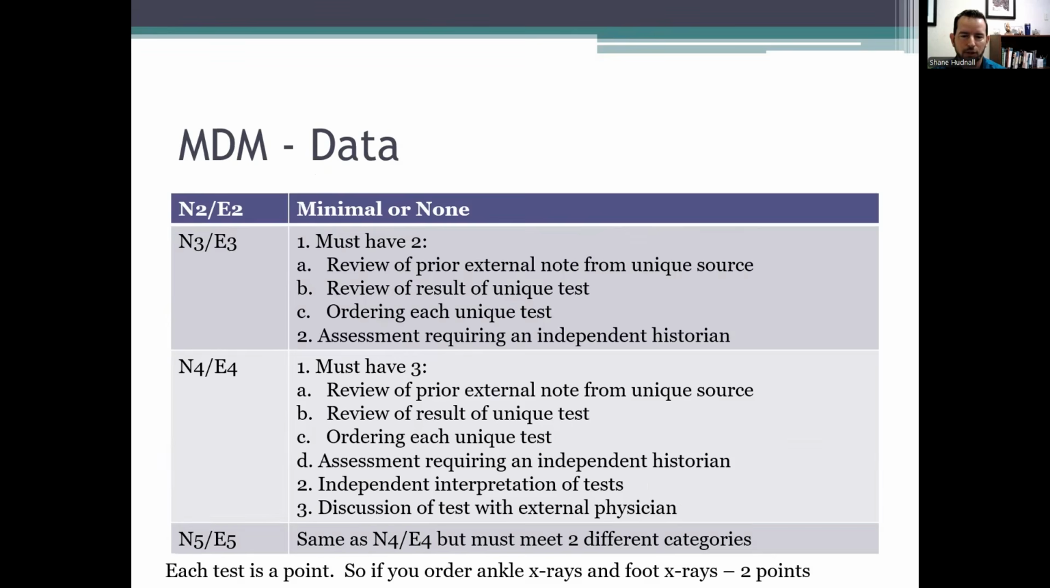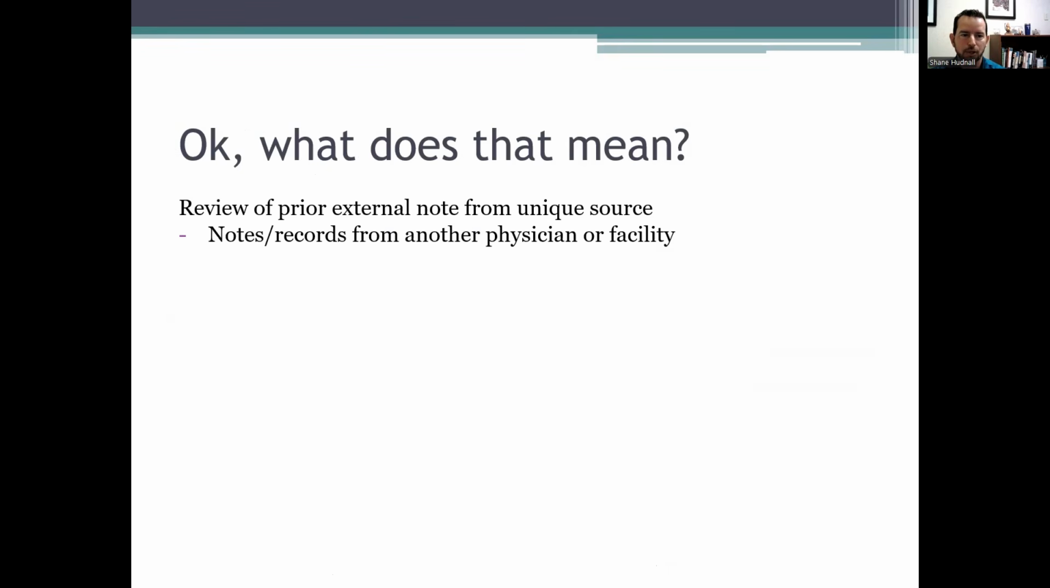And let's go into a little bit more detail on this too. So what does the review of a prior external note from a unique source mean? So those are notes or records from another physician or facility, not looking back at your own note, but looking back at someone else's, like the PCP referred someone to you. Ordering each unique test, we covered that. So x-rays, MRI, ultrasound, labs, each lab being a separate point.